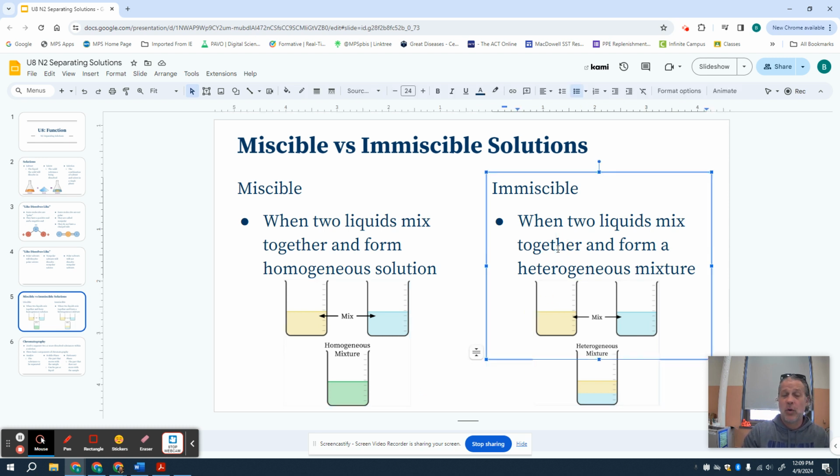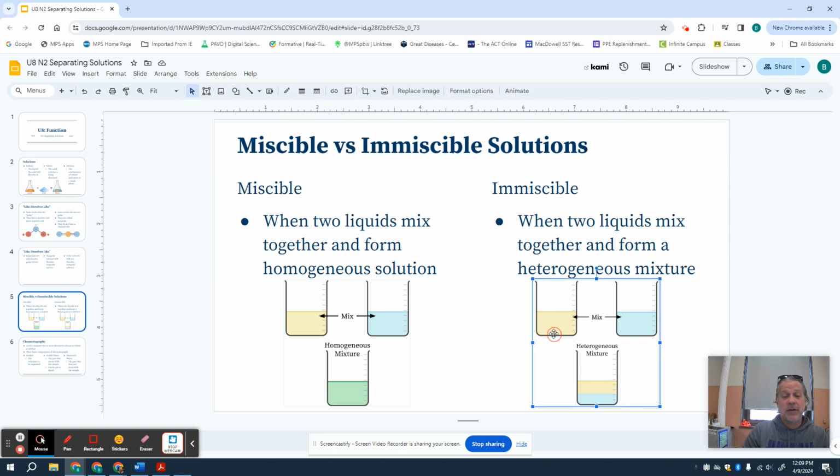Immiscible solutions, or mixtures really, are when you mix two liquids together and they form a heterogeneous mixture. So here I have a solution that is yellow, a solution that is blue, and when I mix them together, I get two layered solutions where the yellow is sitting on top of the blue. This is like if you've ever been at the gas station after it rains and there is the rainbowy film on top of the puddles. That's automobile oil or gasoline, and it doesn't mix with water, so it's sitting on top.